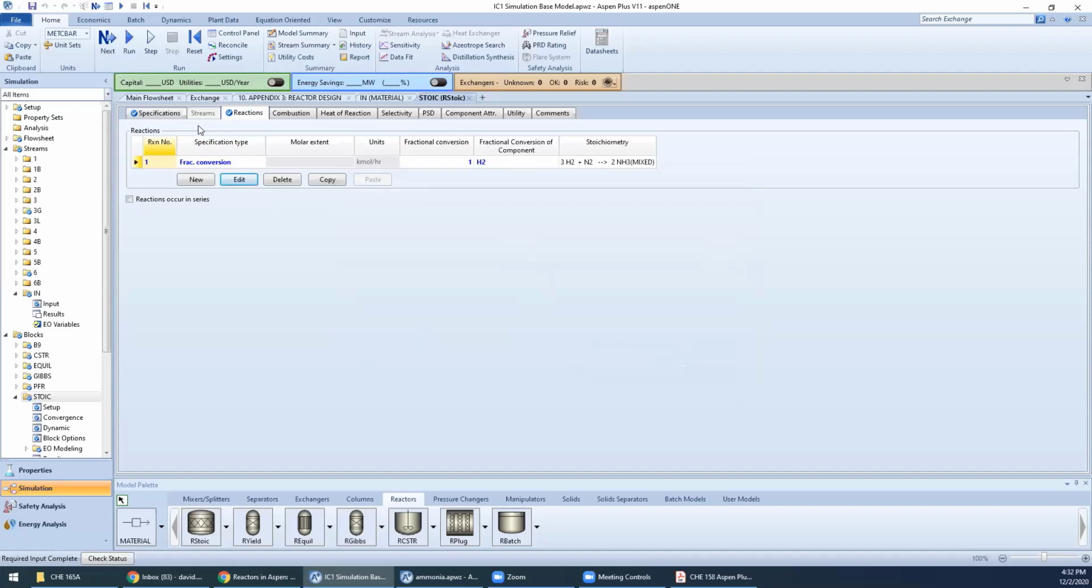Any questions on stoich? What if you put in an unreasonable fractional conversion, like based on literature? Is it going to take that into account, or does this just test the thermodynamics?